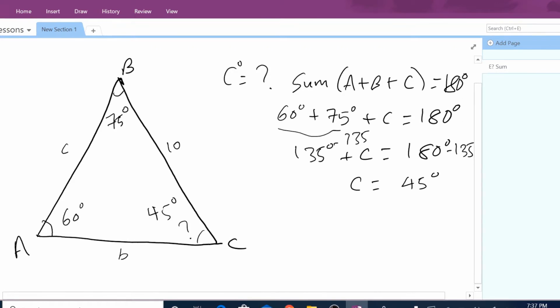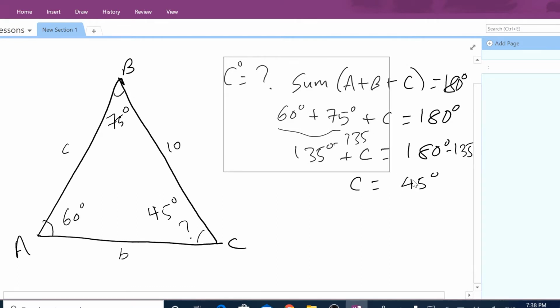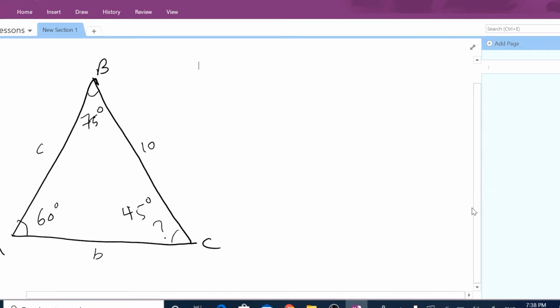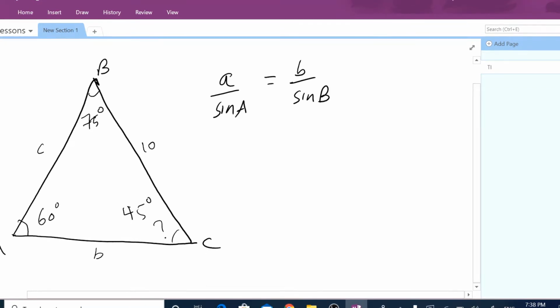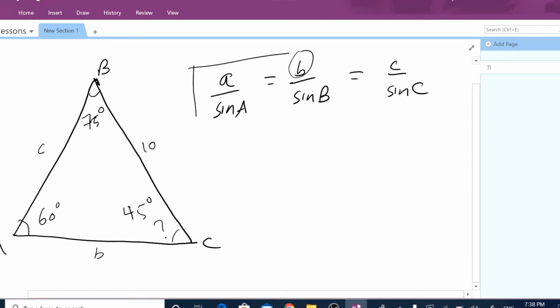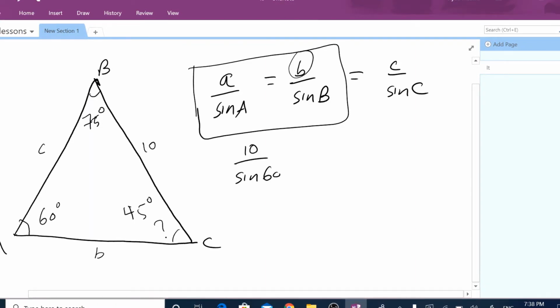We have that angle. So in order to find side B, we have to use the ratio of A divided by sine A is equal to B divided by sine B. This is also equal to C over sine C, but in order to find B, we just need to use these two. So A is 10 divided by sine of angle 60 degrees is equal to B, which is what we are looking for, divided by sine of 75 degrees.